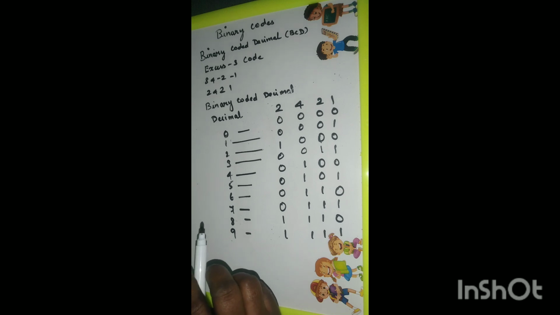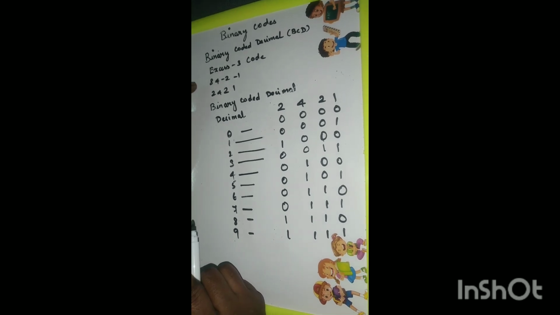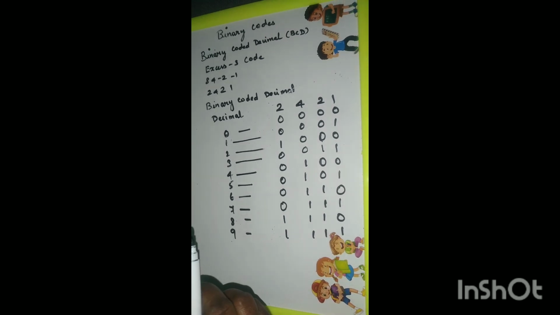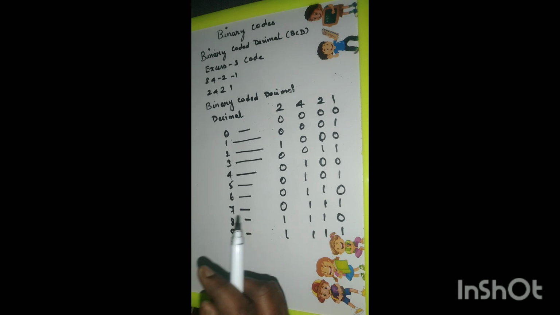In these binary codes for decimal numbers, BCD, 8 4 minus 2 minus 1 and 2 4 2 1 are weighted codes. Excess 3 code, 8 4 minus 2 minus 1 and 2 4 2 1 are all self-complementary codes. Why? Because if we change the 0s into 1s and the 1s into 0s, we will get the 9's complement of the decimal number.